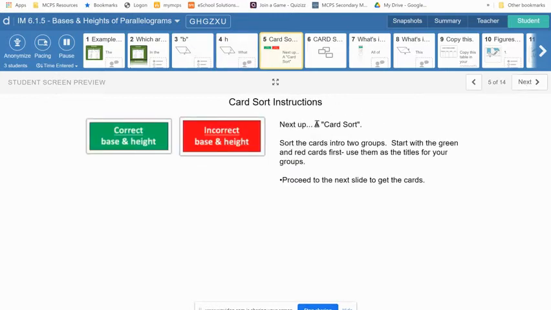Okay, next up, a card sort. Sort the cards into 2 groups. Start with the green and red cards first. Use them as the tiles for your groups. Proceed to the next slide to get the cards.